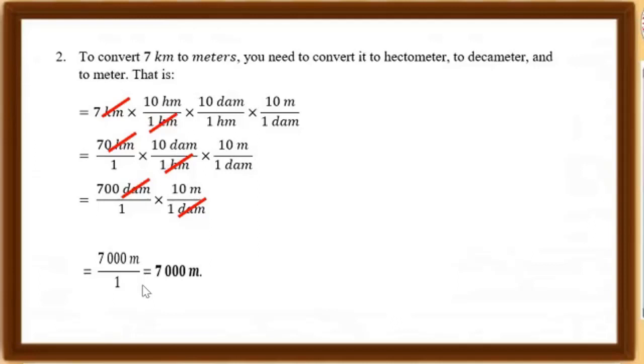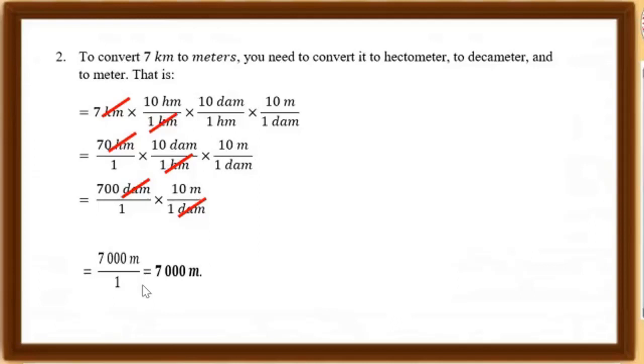Therefore, we can cancel kilometer units and it is 7 times 10 hectometer is equal to 70 hectometer times 10 decameter over 1 hectometer. Now we can cancel the hectometer. The result is 10 times 70 decameter is equal to 700 decameter over 1.